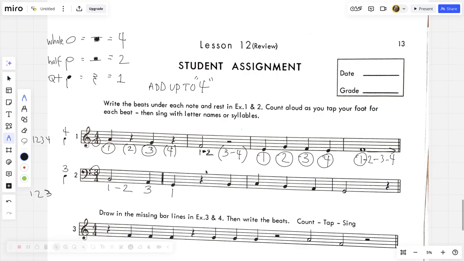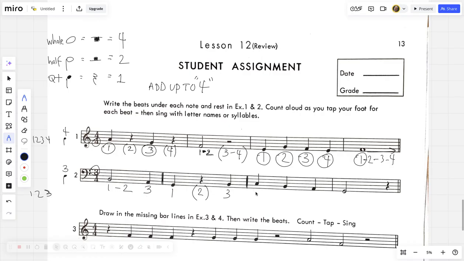This next value right here, what is this? What's it look most closely like? This one? No. This one? No. Ding, ding, ding, that one. It's a quarter rest. And it also receives a full beat, 1 beat. But we put it in parentheses because it's a rest, so we're not going to clap there. And finally, this is a quarter note, so it gets beat 3.